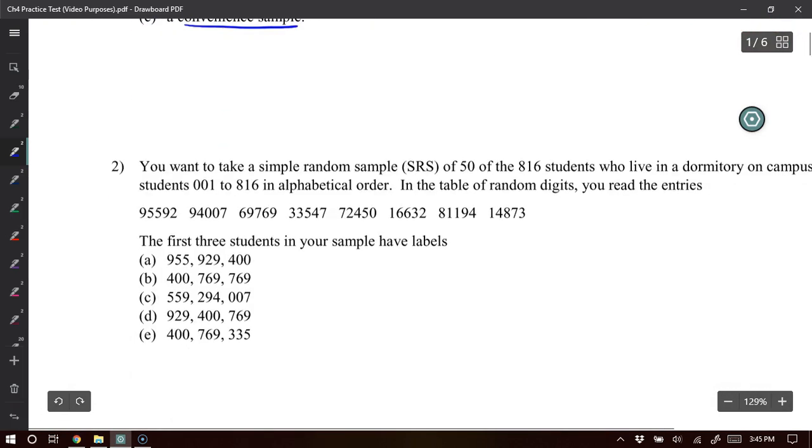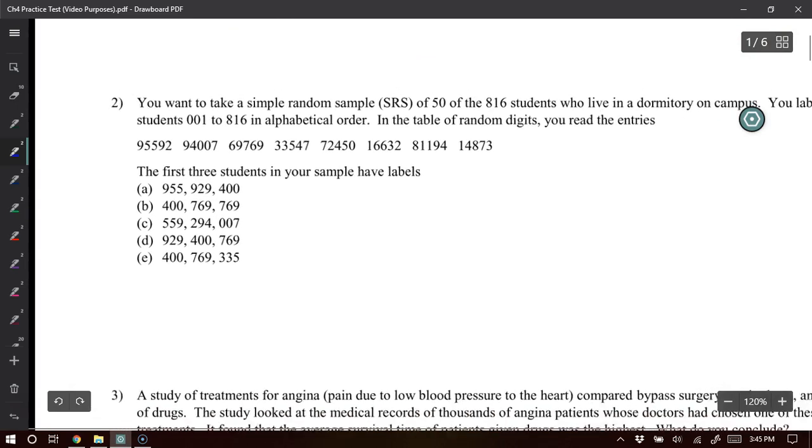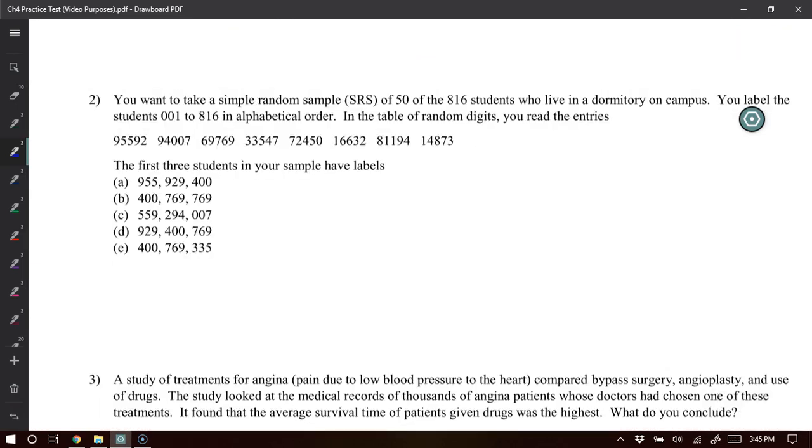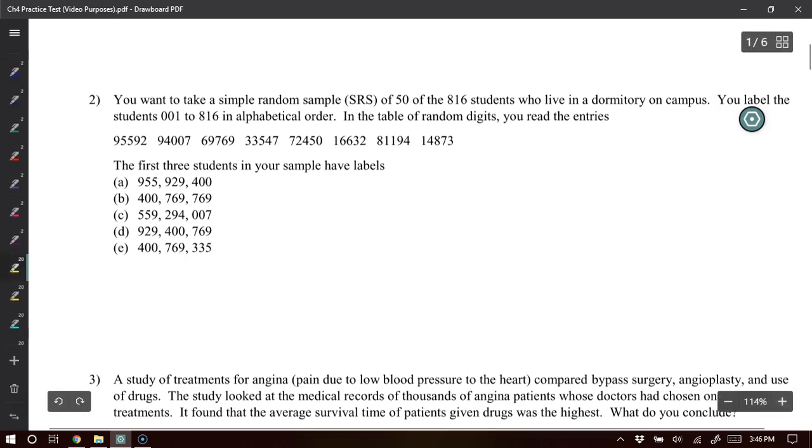So let's look at number 2. This one's asking us to apply a table of random digits. We want to take a simple random sample of 50 of the 816 students who live in dormitories on campus. So we label the students 001 to 816 in alphabetical order, and the table of random digits we're going to use is shown. We're asked to find the first 3 students in this sample. So let's first identify a couple things. We're trying to do a simple random sample of 50 students from 816 students who live on campus.